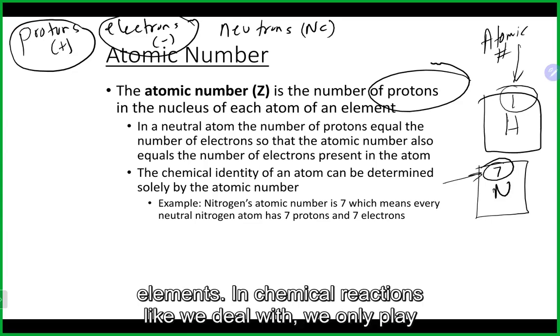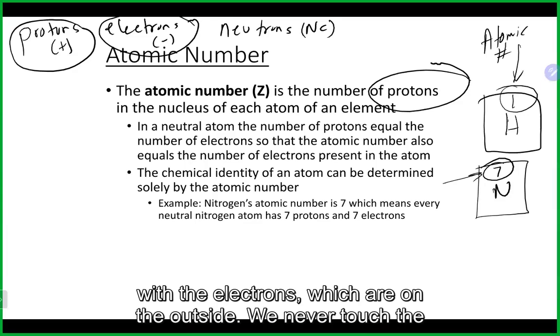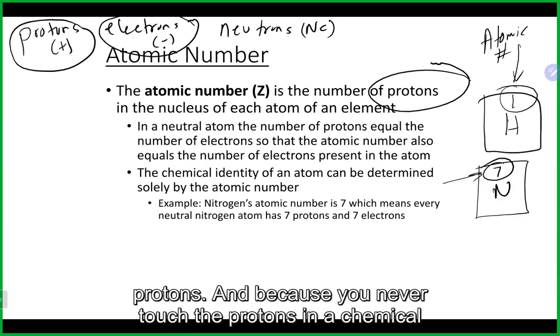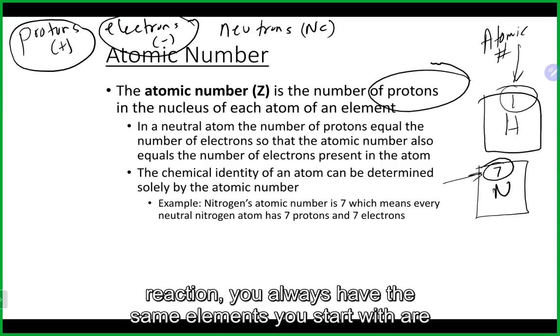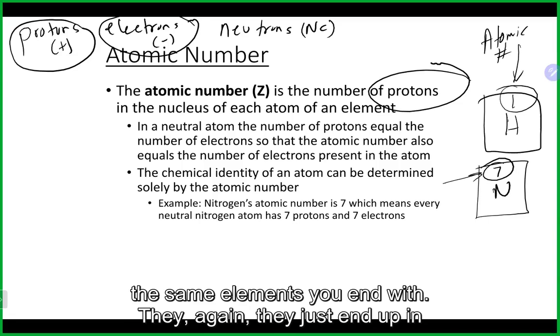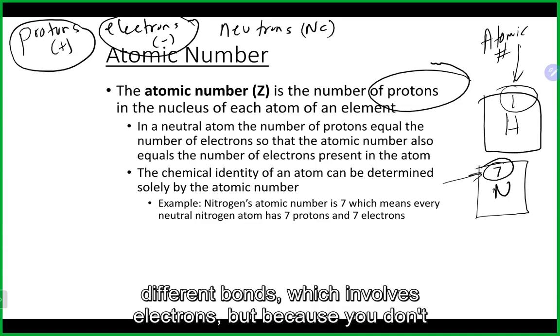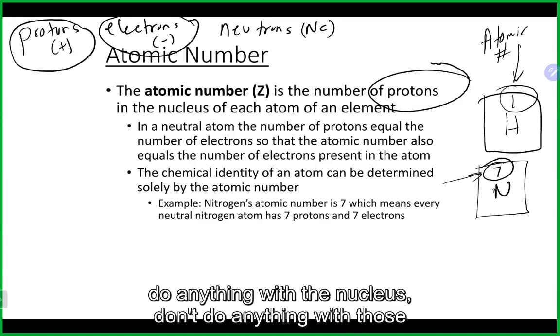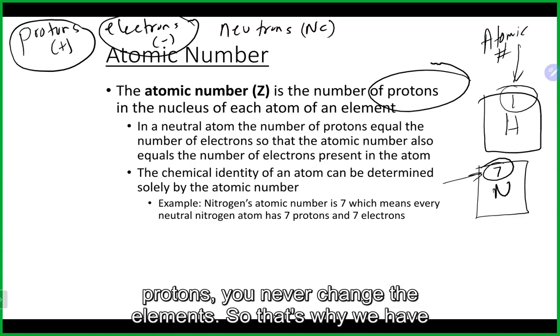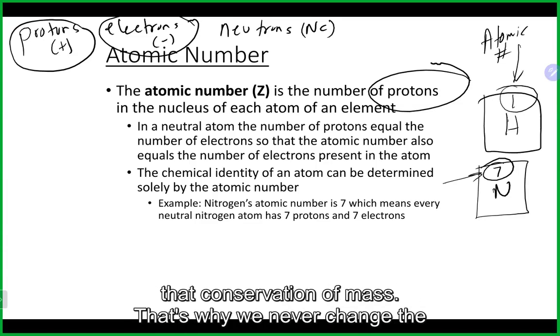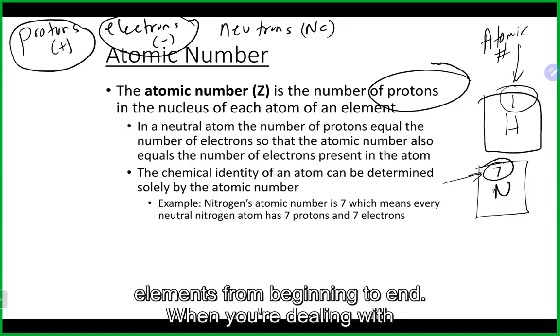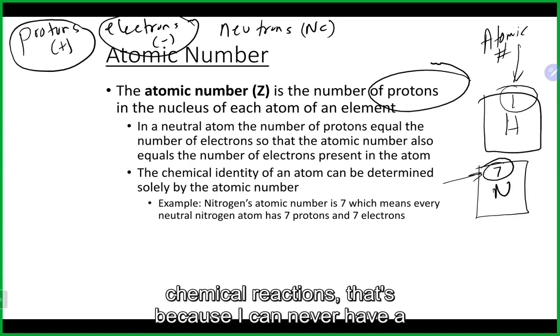In chemical reactions like we deal with, we only play with the electrons, which are on the outside. We never touch the protons. And because you never touch the protons in a chemical reaction, the elements you start with are the same elements you end with. They just end up in different locations because they make different bonds, which involves electrons. But because you don't do anything with the nucleus, with those protons, you never change the element. So that's why we have that conservation of mass. That's why we never change elements from beginning to end when you're dealing with chemical reactions.